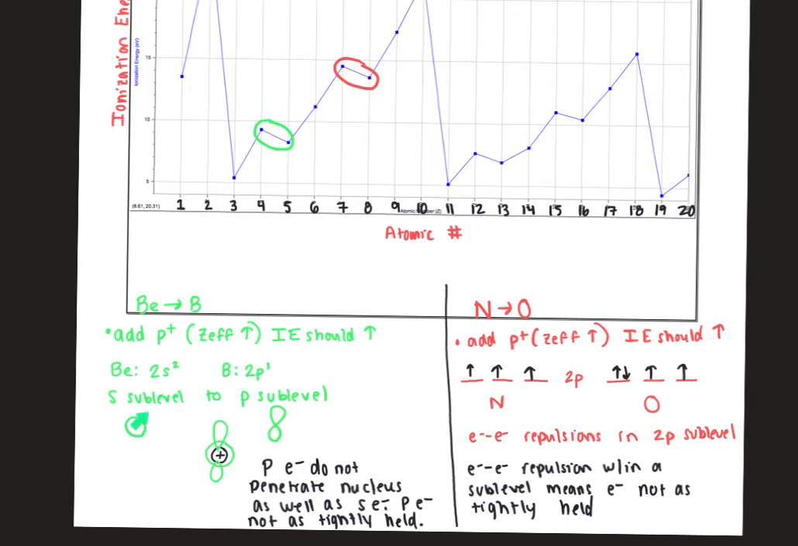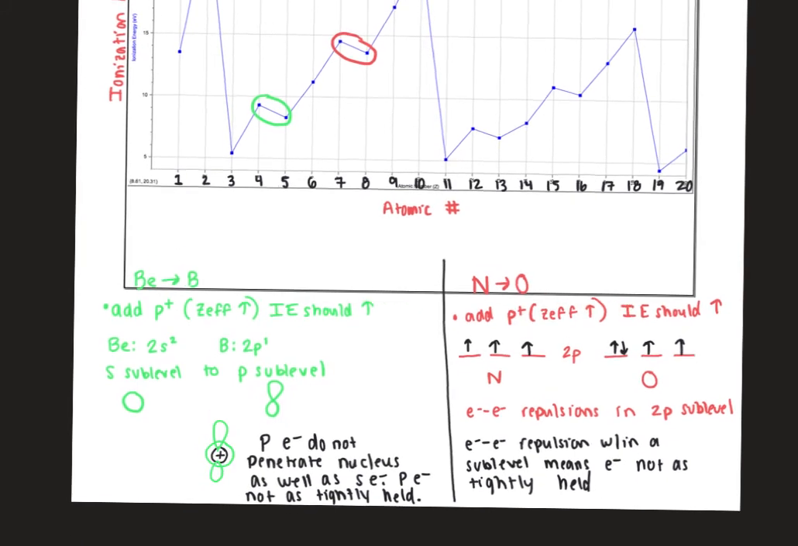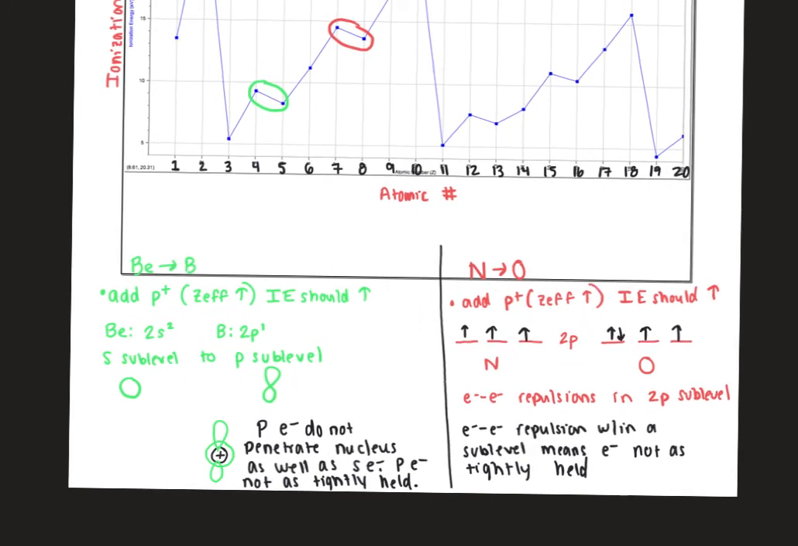So the s sublevel, remember, is a sphere. The p sublevel looks like this dumbbell. If I draw those on a nucleus, what we can see is that the p electrons are not penetrating the nucleus as well as the s. These p electrons could be up here and down here, not as close to the nucleus, so they're not as tightly held. So we see a little dip when we first go from s to p.